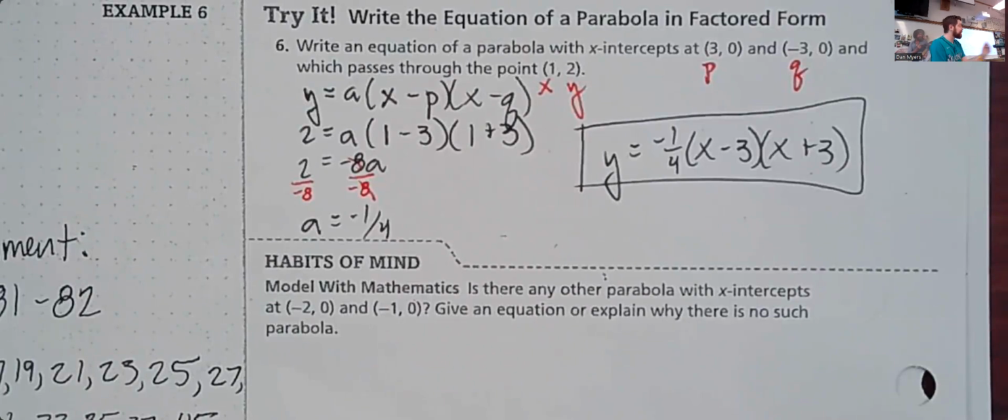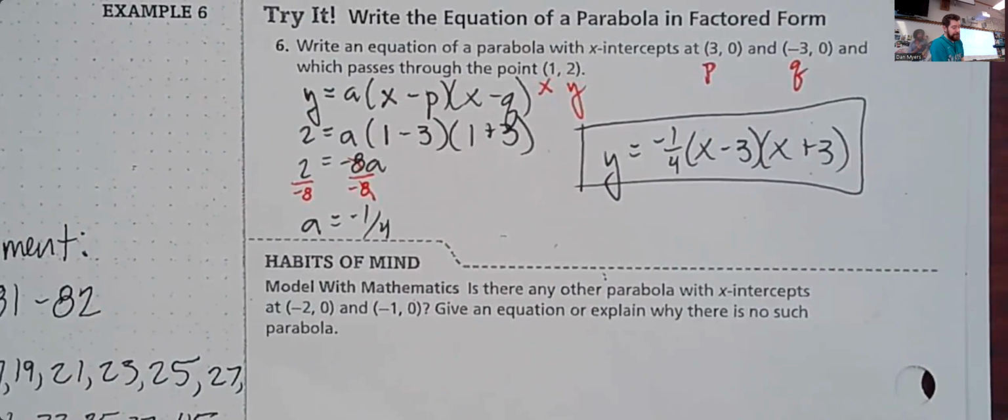Take our value of a, plug it back into the regular format, keeping p and q, but turning x and y back into just regular x and y. Kind of like with what we did with vertex form, kind of like with what we did with standard form, we're doing now the same thing with factored form.